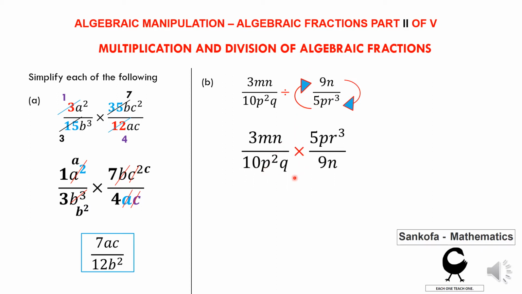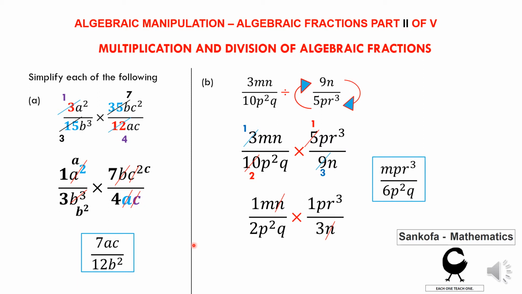So I will take that 3 goes into itself once, and 3 goes into 9 3 times. This 3 is a common factor. And 5 goes into itself once, and 5 goes into 10 2 times, as 5 is a common factor there. Then I realize I still have n that can be cancelled. When I cancel those n, I'm left with p cubed all over 6, which comes from 2 times 3, 6p squared q as the final answer. Alright, I suggest you pause the video before you go to the next ones.